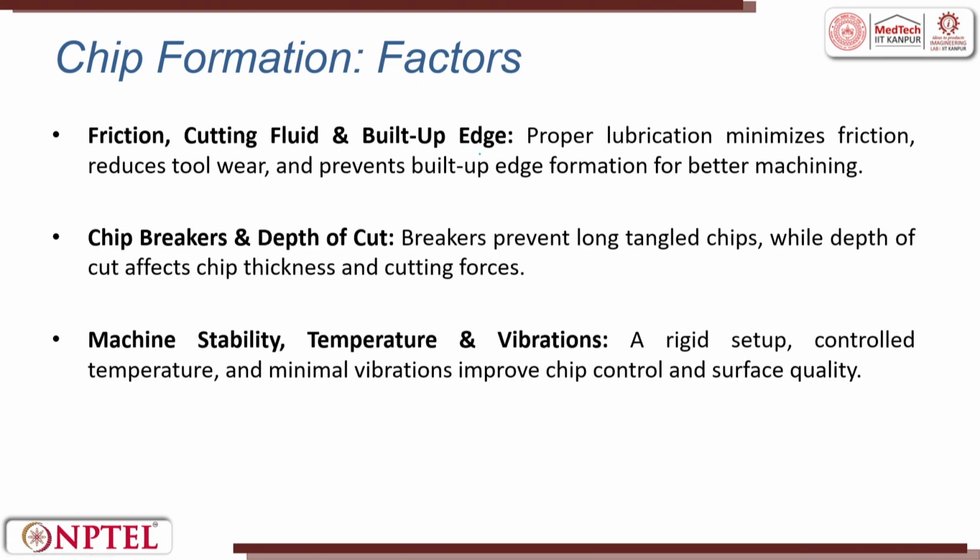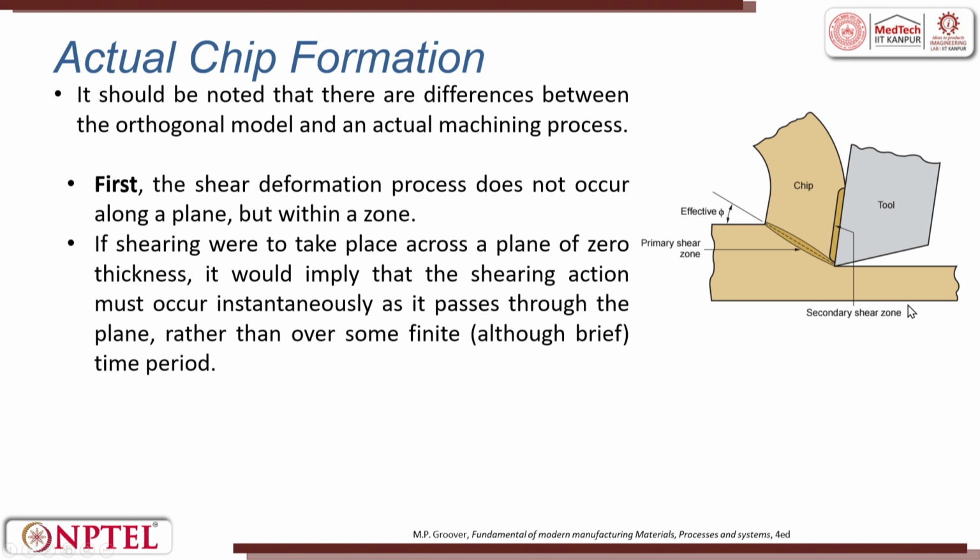Friction, cutting fluid and built-up edge: proper lubrication minimizes friction, reduces tool wear and prevents built-up edge formation. Chip breaker and depth of cut: the breaker prevents long tangling chips, the continuous chip, while the depth of cut affects the chip thickness and the cutting force. Machine stability, temperature and vibration are all machine related parameters. A rigid setup, controlled temperature and minimal vibration improve chip control and surface quality. So these are the factors which help in chip formation.